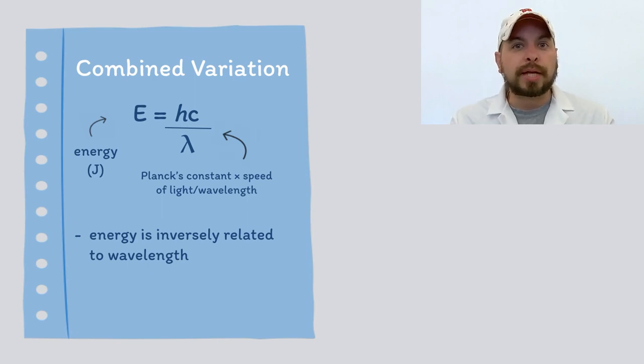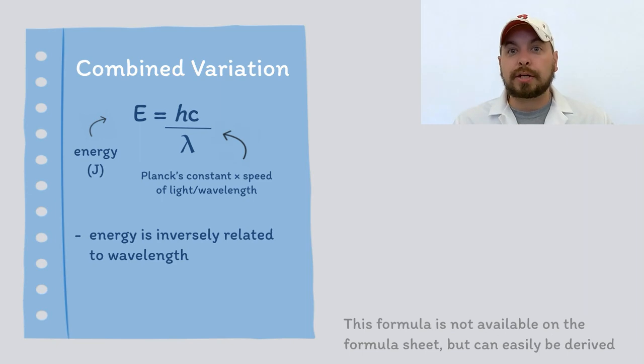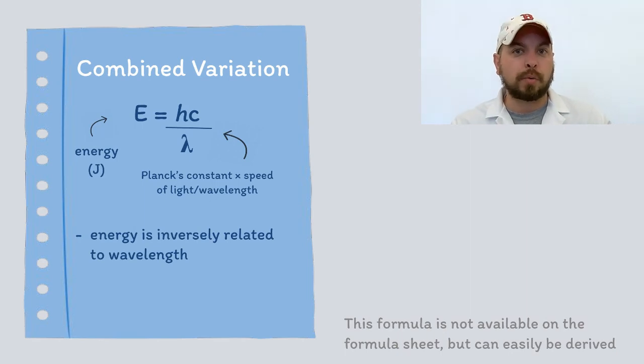Because of that, we get the energy of a single photon is equal to Planck's constant times the speed of light divided by the wavelength. So this is our third equation. But again, this is not one that you're going to see on your formula sheet. This is one that you're going to have to manipulate two equations to get to. But it's another one to have in your back pocket and be aware that even given the wavelength, you can find the energy of a photon pretty easily.